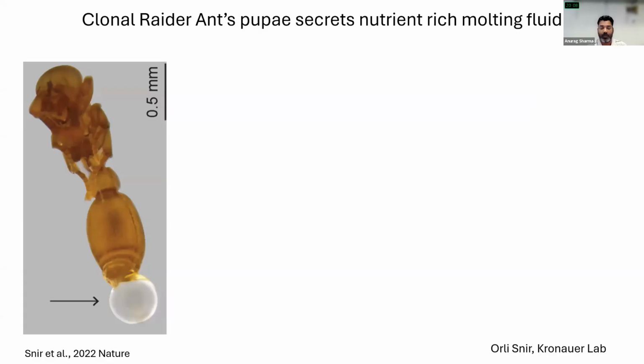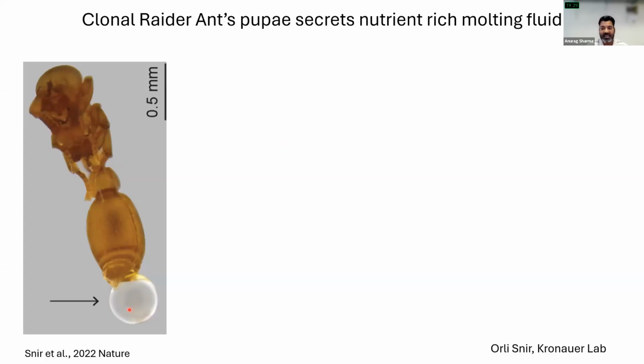Okay, so a few years back, a researcher named Orli Snir from the Kronauer lab discovered a process that happens during the pupal stage of the clonal raider ant. The pupa of the clonal ant secretes a nutrient-rich molten fluid, and adults drink it and also feed this fluid to the larvae for their growth. It is very rich, and this drinking is indispensable for the maintenance and growth of the colony.